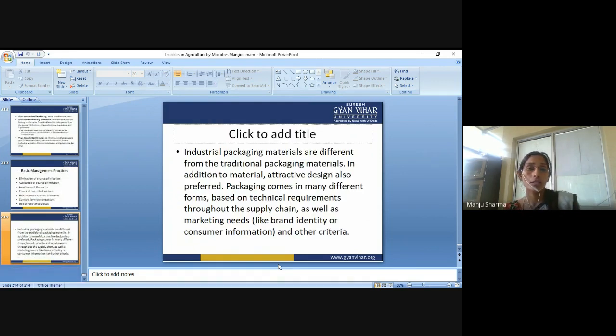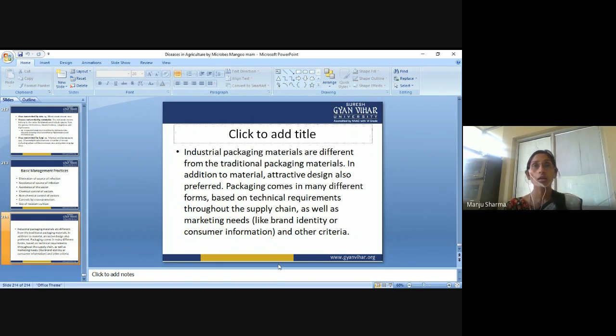Now, industrial packaging materials are different from the traditional packaging materials. In addition to material, attractive design is also preferred. Packaging comes in many different forms based on technical requirements throughout the supply chain as well as marketing needs, like brand identity or consumer information and other criteria.